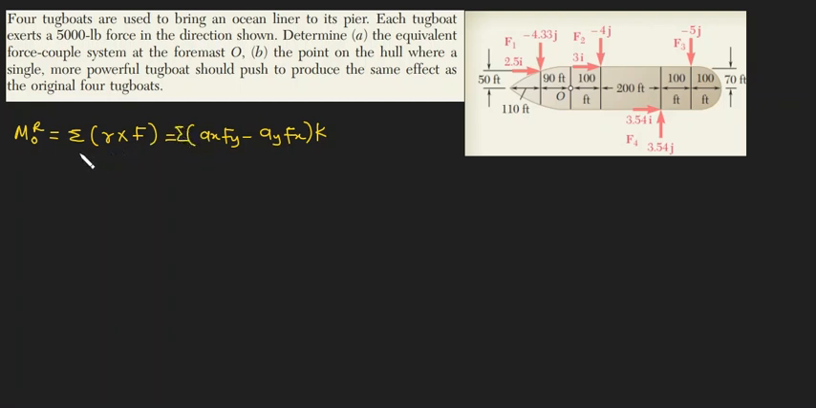Okay, so the sum of the cross product of the position vector and then the force vector will be equal to the sum of (ax multiplying fy minus ay multiplying fx) multiplying k, which is in the z-axis direction, where ax and ay are the components of the position vector. So the position vector r will be equal to axi plus ayj, and then the force will have the following components: fxi plus fyj.